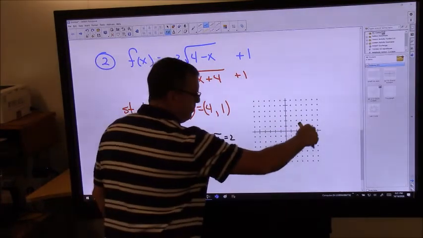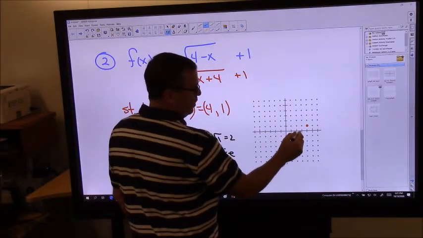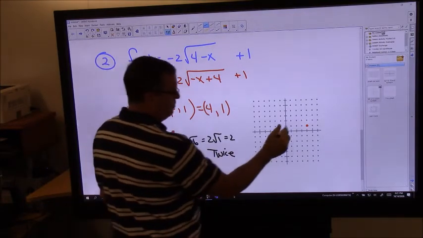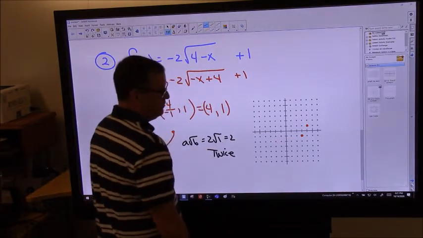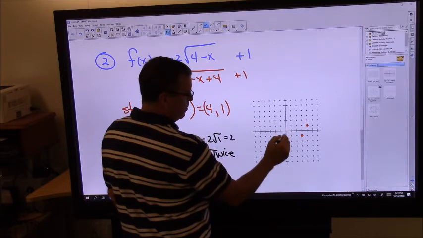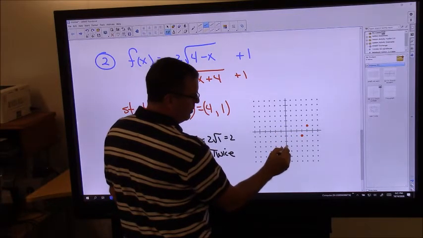I want to go down this direction. So if I go over 1 unit, the square root of that's 1, but I need to go twice as far as what I normally do. So I'll go down to right here. The next number I know is if I go over 1, 2, 3, 4, the square root of that's 2. But I need to go twice as far, so I'll go down 4 units.